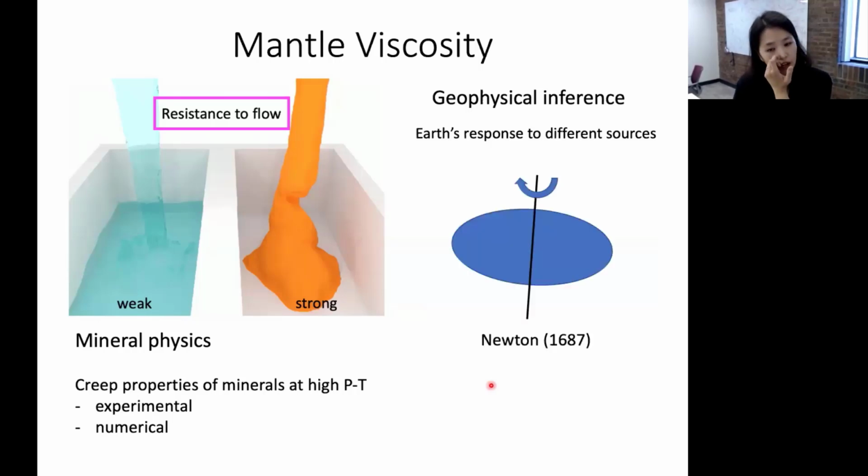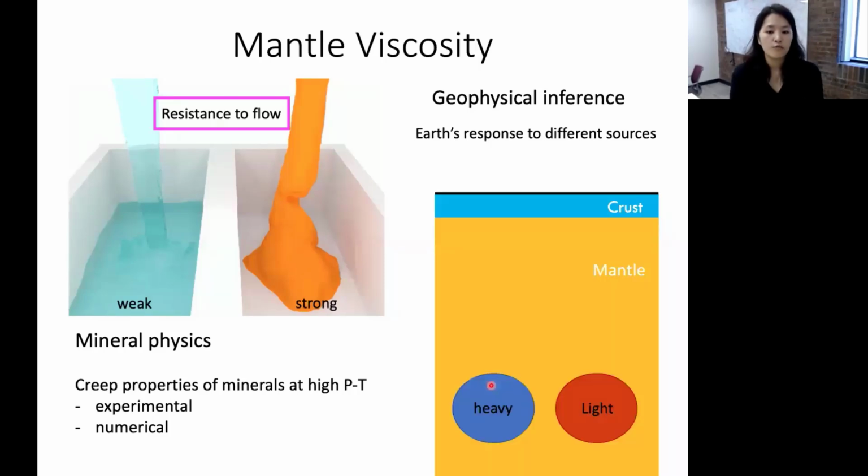So the first inference of mantle viscosity was by Newton in 1687. You can imagine if the rotation rate becomes faster, for example, Earth will try to flatten more. So by looking at how Earth responds to this change in rotation rate and how fast the flattening of the Earth is changing, you get an idea about the bulk viscosity of the mantle.